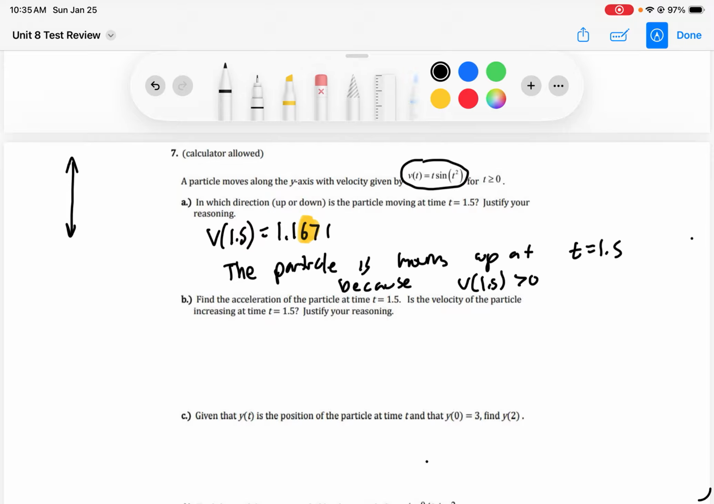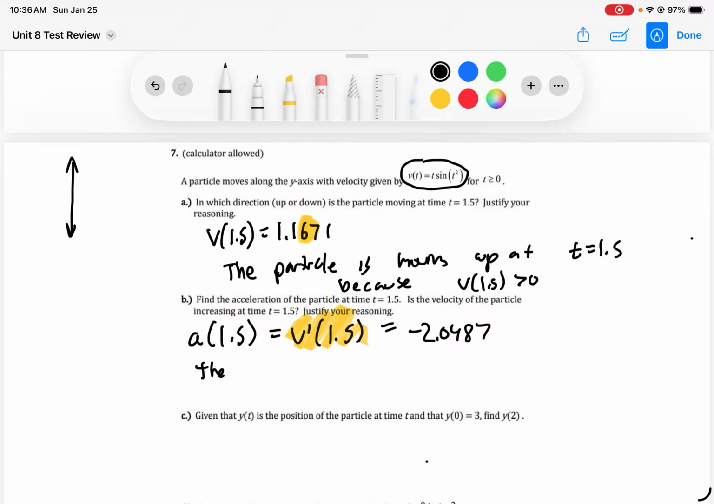Okay, so what are we saying? Acceleration, A of 1.5 is equal to v prime of 1.5. And this is what I would plug into my Desmos. That gives me negative 2.0487 and some more numbers. I would get in the habit of doing this in Desmos on your own: put the decimal spot, then 5 numbers. Not like I did it.